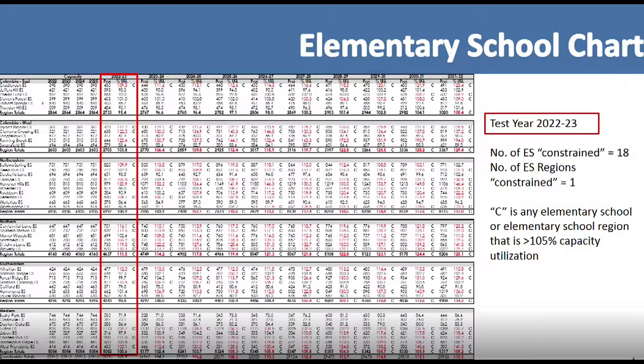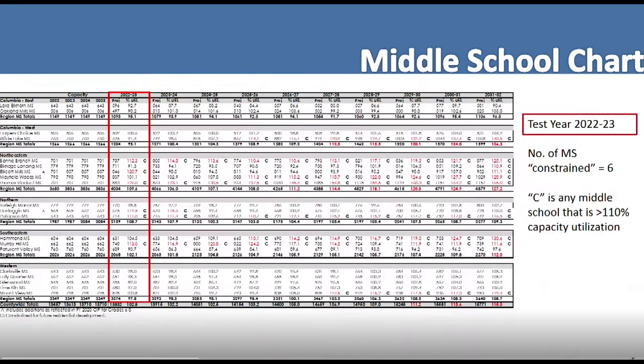Those elementary schools include Cradle Rock, Bryant Woods, Clemens Crossing, Running Brook, Bellows Springs, Elk Ridge, Hanover Hills, Veterans, Centennial Lane, Hollifield Station, Northfield, St. John's Lane, Waverly, Atholton, Gorman Crossing, Fulton, Pointers Run, and West Friendship. The northern region is considered constrained for new construction in school year 2022-2023. Page 2 of attachment 2 is the middle school capacity chart.